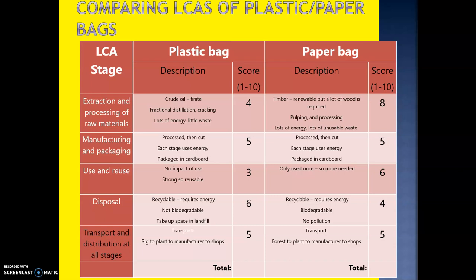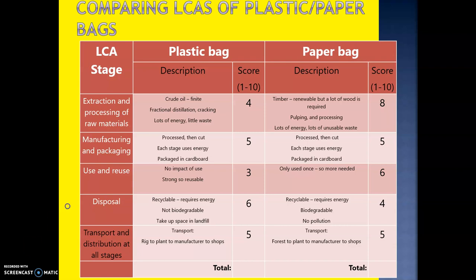and then either use and reuse or disposal would be the final 2 marks. If you also put transport and distribution at all stages, as long as you compared a plastic bag and a paper bag at each process, one of each, that will get you the full 6 marks. So using this to help you, if you manage to compare each life cycle stage on both the plastic bag and the paper bag, that will be 6 out of 6. Okay, so give yourself a mark out of 6 there.